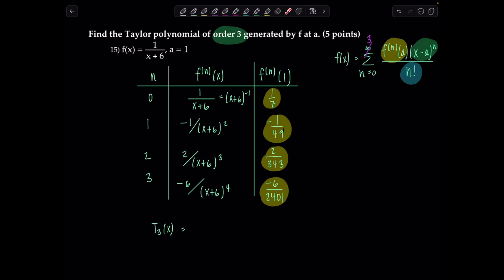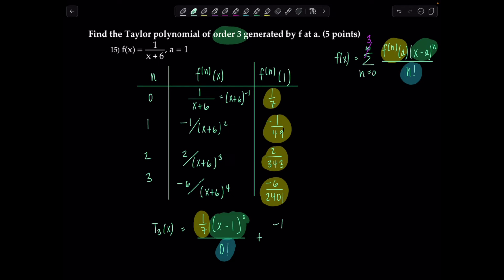Let me show them to you again. 1, 2, 3. You got it? Good. So for the first term, which is the n equals 0 term, we're going to have 1/7 times x minus a, which is 1, to the 0 over 0 factorial. Let me color code. 1, 2, 3. How we doing? Good, right? We're golden. Plus, now I need n equals 1.